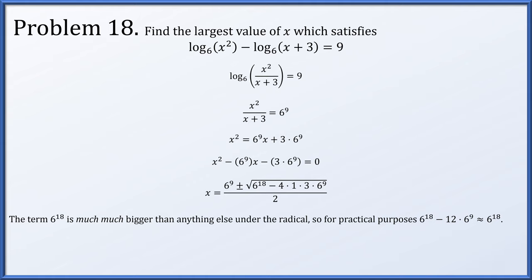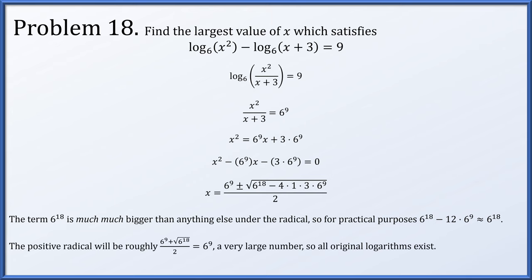In other words, if you actually computed 6 to the 18th minus 12 times 6 to the 9th, it's more or less equal to just 6 to the 18th. So the positive radical will be fairly close to 6 to the 9th plus the square root of 6 to the 18th, which is again 6 to the 9th, all divided by 2. In other words, you're going to be pretty close to just 6 to the 9th, a really enormous positive number.